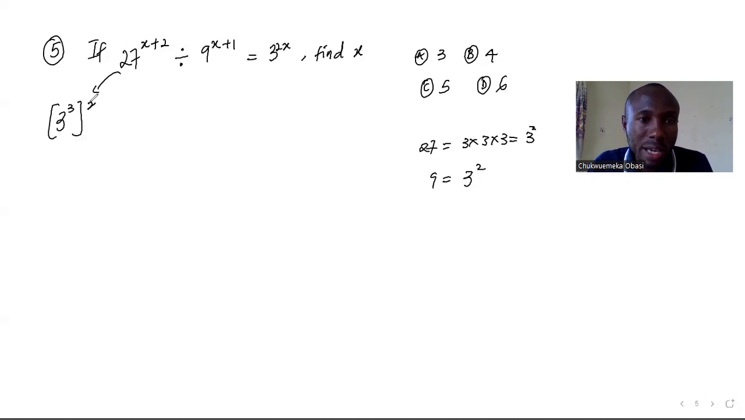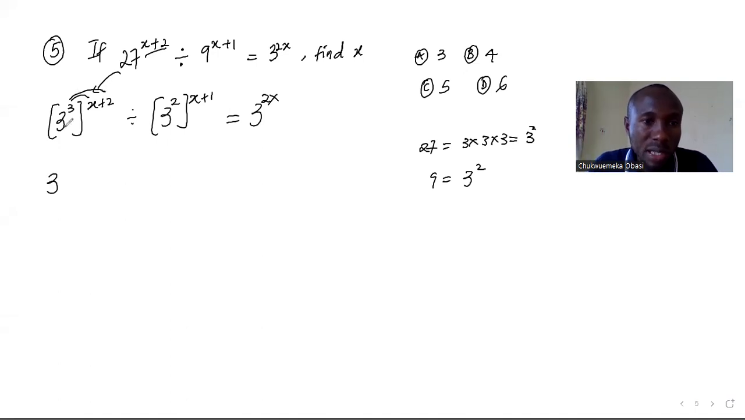But remember it has x plus 2 as the power here. Now divided by 3 to the power 2, remember it has a power x plus 1, then equal to 3 to the power 2x. The next thing you want to do from here, you distribute the 3 on all these. So you have 3 times x is 3x, and 3 times 2 is 6, divided by 3 to the power 2x plus 2, equal to 3 to the power 2x.